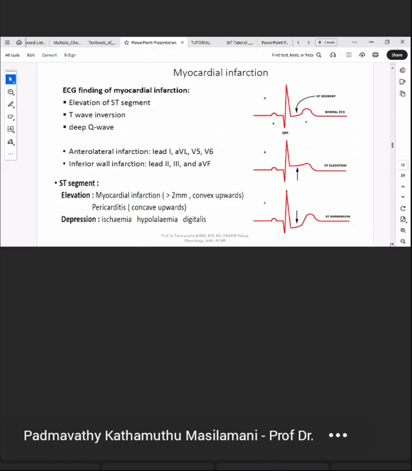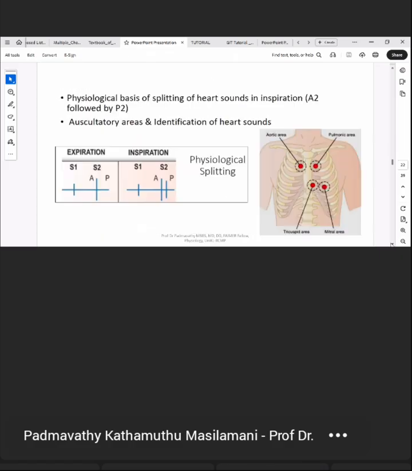Okay. So the splitting of the second heart sound will occur during inspiration, because you can see only one sound during normal expiration. During inspiration, because the right ventricular filling is more, it takes a longer time to close the pulmonary valve. So you can see the splitting of the second heart sound. A2 will be followed by P2, which occurs during inspiration. This is called physiological splitting.